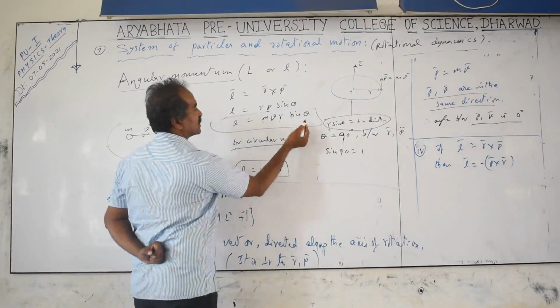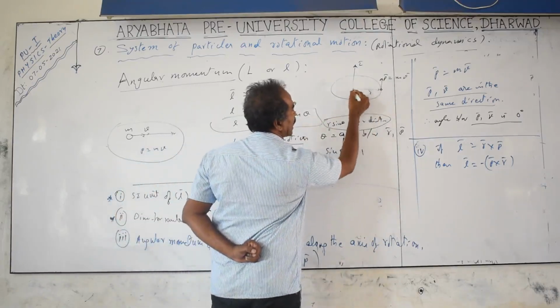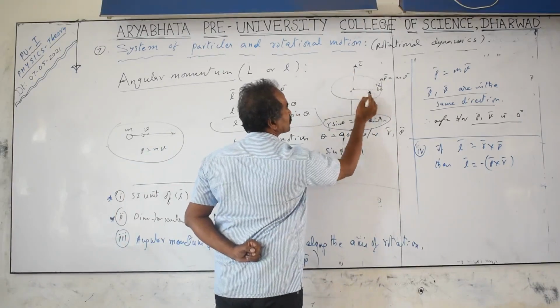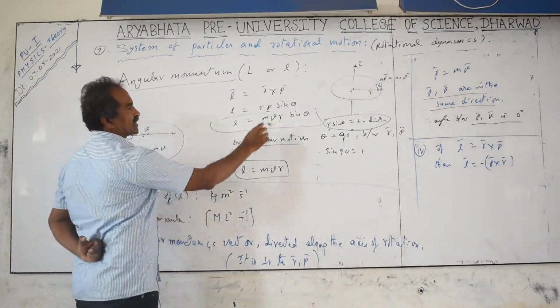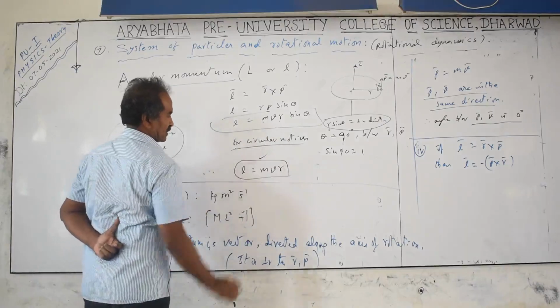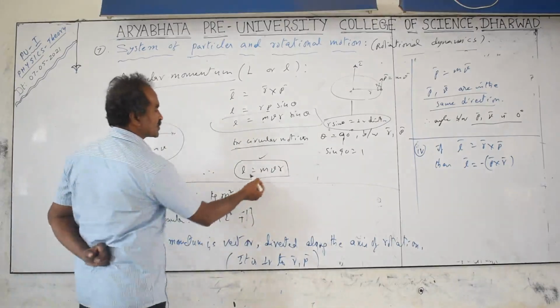R sin theta is the perpendicular distance of the momentum from the axis of rotation. That means theta is supposed to be 90 degrees. This L is perpendicular to both R and P. For circular motion, theta is always 90 degrees. Therefore, we consider L equals mvr. For circular motion, and even for elliptical motion and planetary motions, angular momentum is taken as mvr itself.